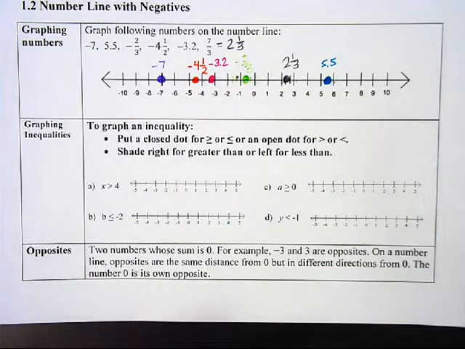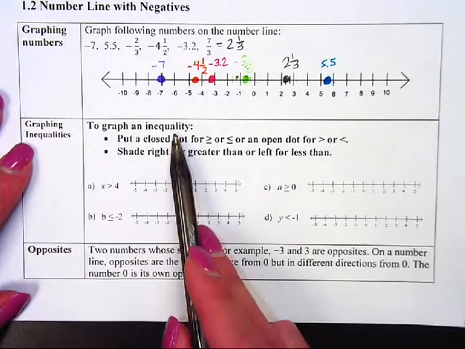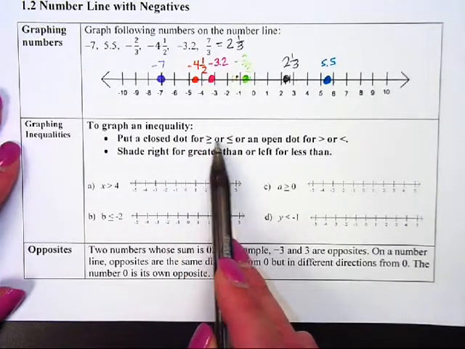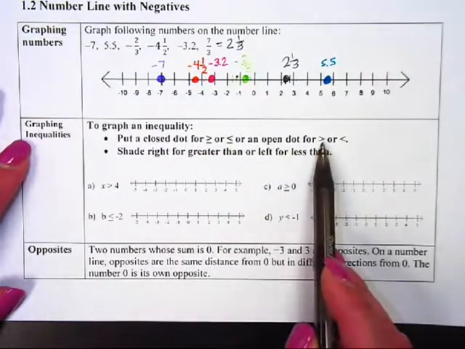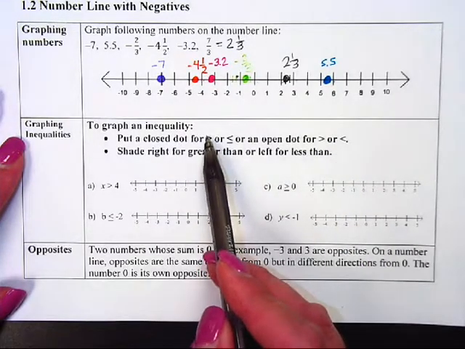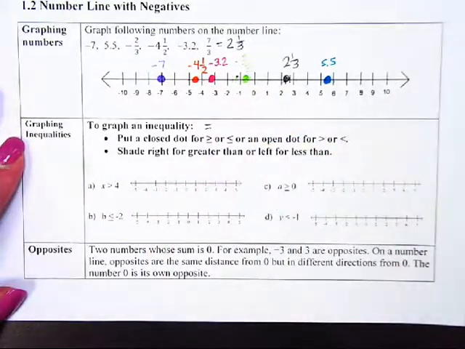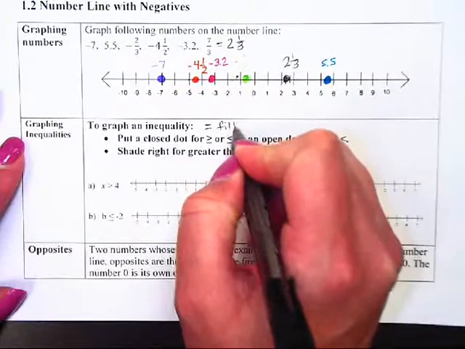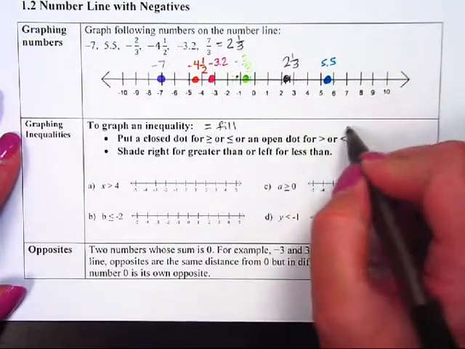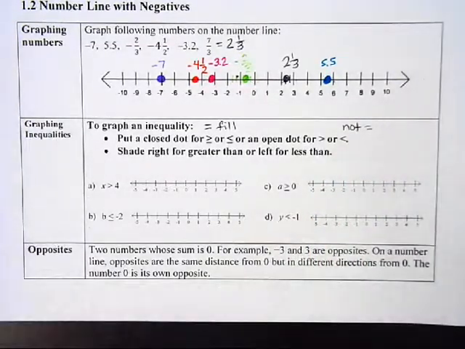All right, the tricky part about today is graphing something that we call inequalities. To graph an inequality, it says put a closed dot for less than or equal to or greater than or equal to, and then an open dot for greater than or less than. Notice when I read that, this means greater than or equal to. That bar underneath means equal to, and in that case, I get to fill in my dot. If it's an open circle, it means that it is not equal to it. In that case, I leave it open.